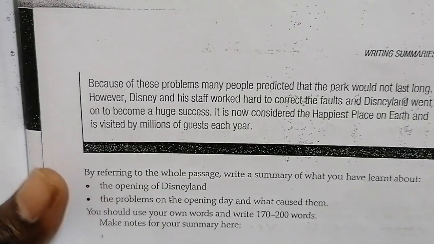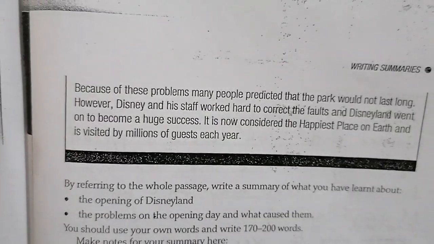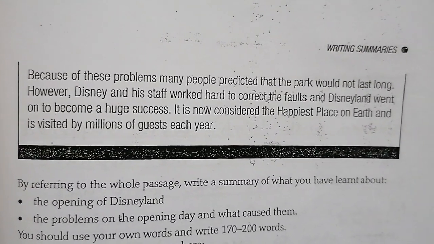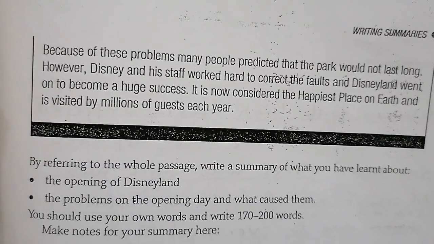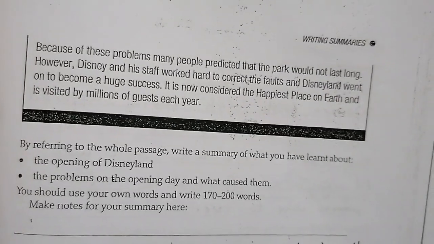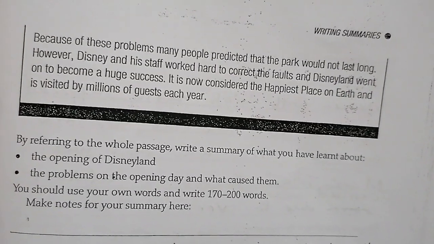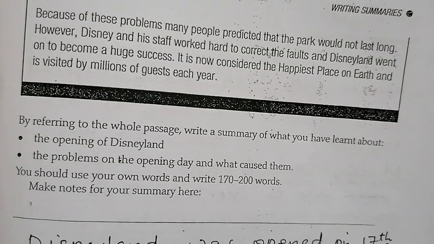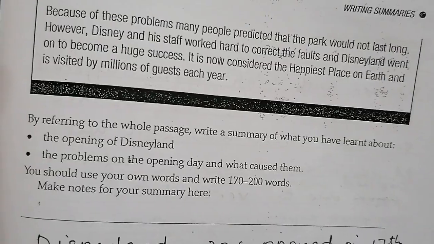Because of these problems, many people predicted that the park would not last long. However, Disney and his staff worked hard to correct the faults, and Disneyland went on to become a huge success. It is now considered the happiest place on earth and is visited by millions of guests each year.